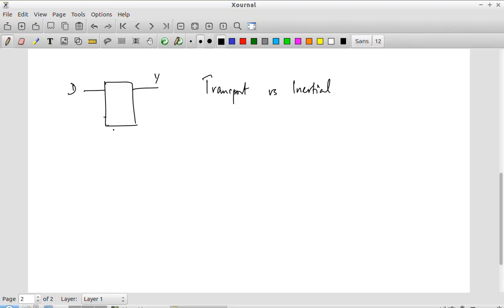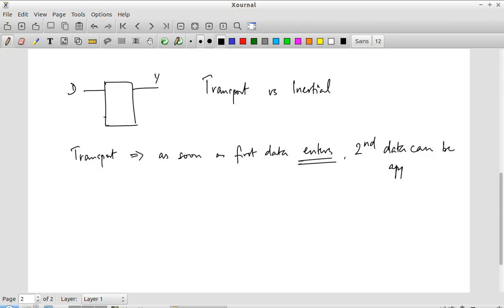How is it different? Essentially what it's saying is, if this was transport delay, as soon as the first data has gone through, enters the system itself, second data can be applied. Okay? Now this is necessarily a somewhat vague statement. What do I mean by the first data entering the system, the second data then being applied and so on?